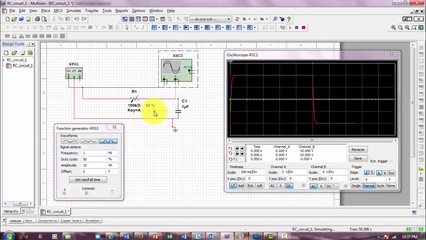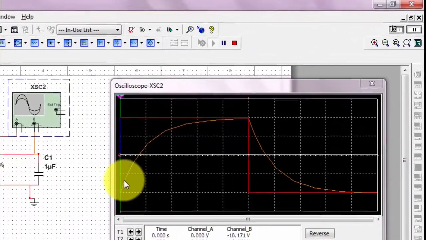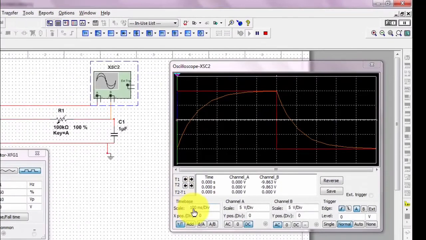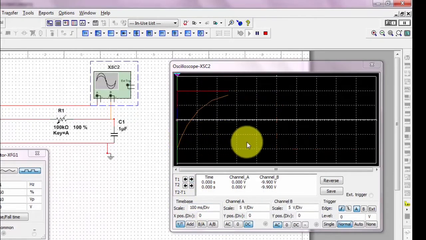Let me go to the maximum again, and you could see that it takes time to get there. Notice we barely got it, since the time constant is 0.1 seconds. You could see that each division is 100 milliseconds, or 0.1 seconds, and that it's fully charged around 5 divisions, or 0.5 seconds.